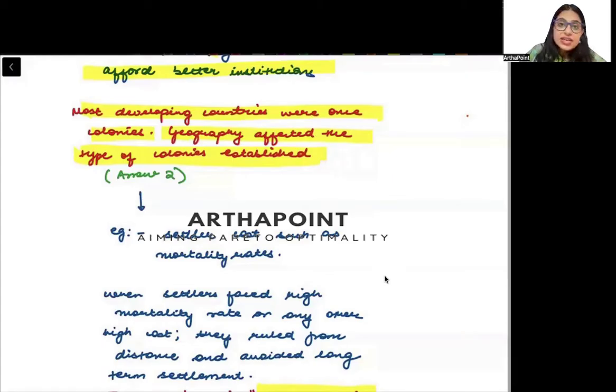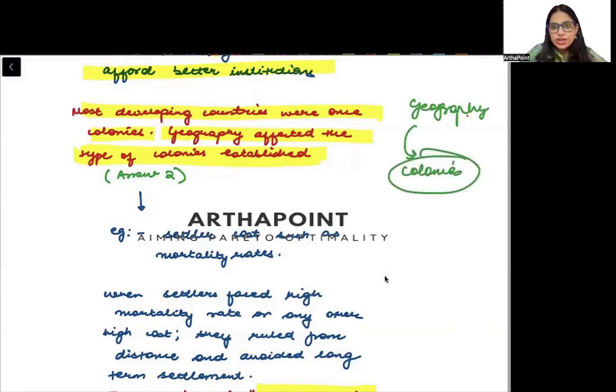और किस तरीके की कॉलोनी वहां पे बनेगी, क्या उस कॉलोनी में जो रूल कर रहा है वो ज्यादा समय के लिए रहेगा या कम समय के लिए रहेगा, what kind of colony will be established was also determined based on the physical environment of that place, based on the geography of that place. So अब हम क्या बोल रहे हैं, that the geography, it decided what kind of colonies will be established.